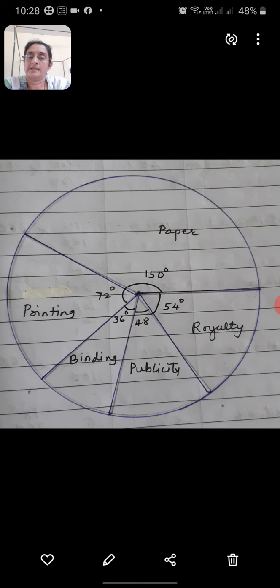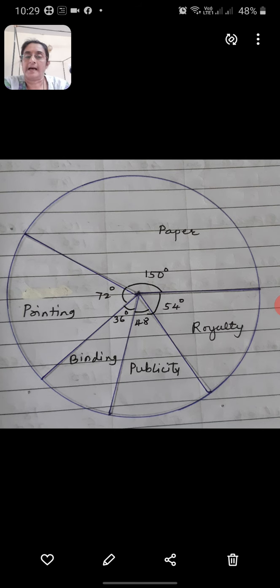So after that is over, that is 72 degrees for printing. Now take that printing line as a baseline, and from there you are going to calculate 36 degrees for binding. So when you get 36 degrees, make a point there and draw a line. You will get 36 degrees for binding.